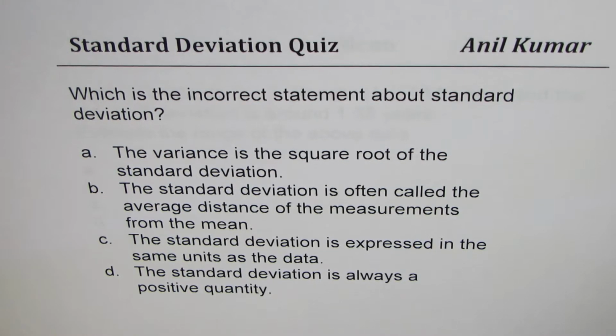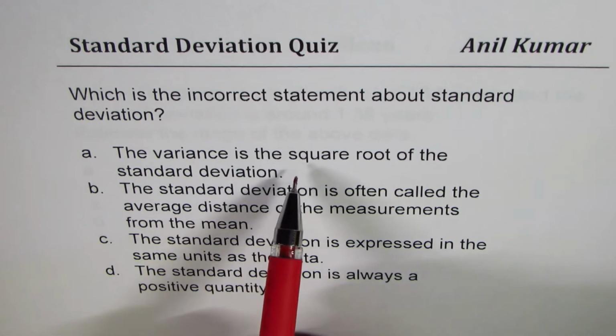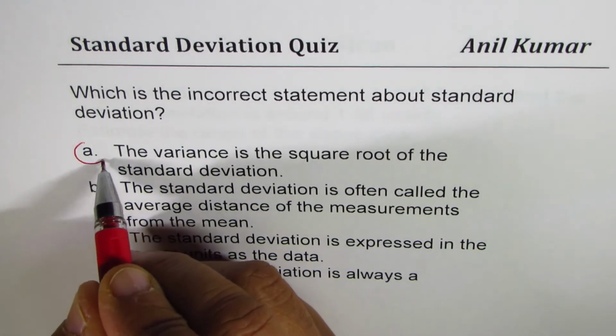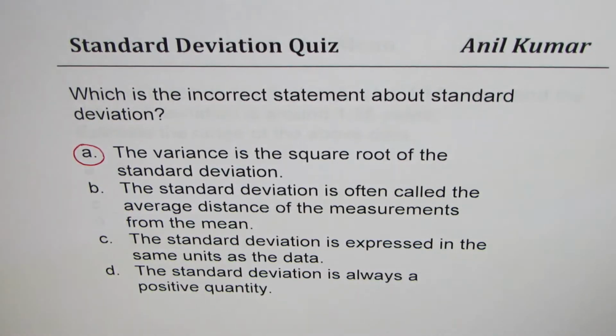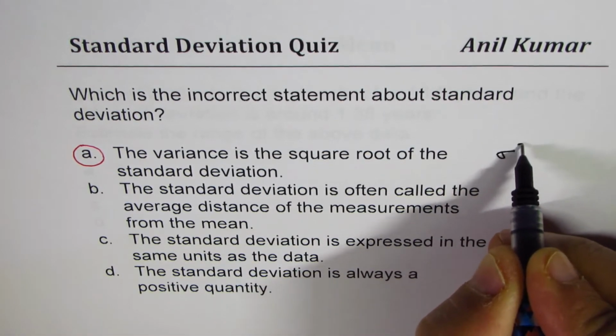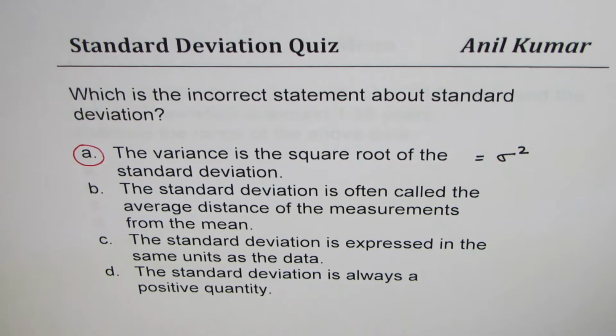Well, the first one here is okay, so you can actually pause the video, answer, and then look into my suggestion. That'll be better, right? Okay, now here is the answer. The first one, the variance is the square root of standard deviation, is absolutely incorrect. Actually, the variance is the square of standard deviation. So the variance is not the square root, but the square of standard deviation.